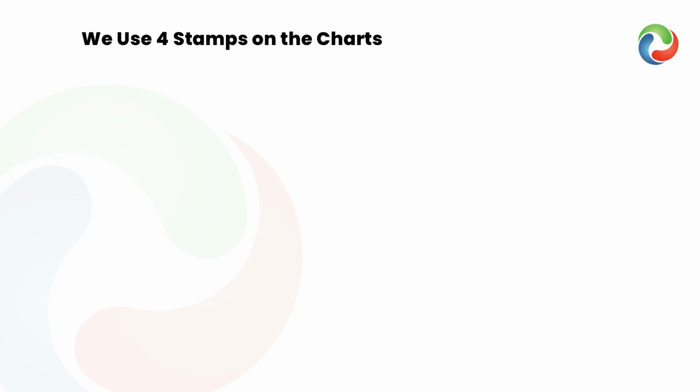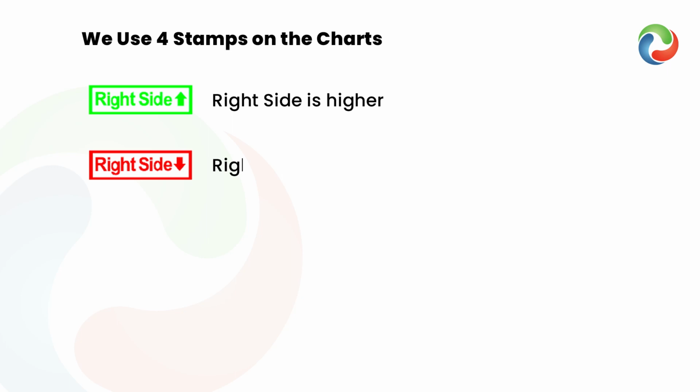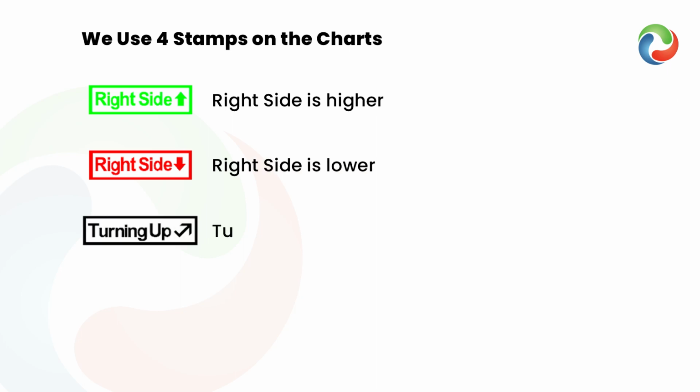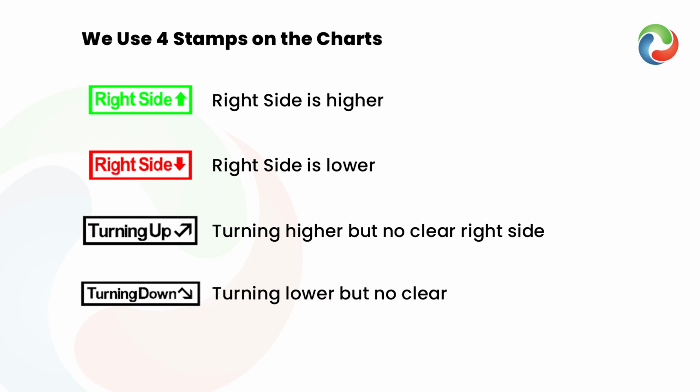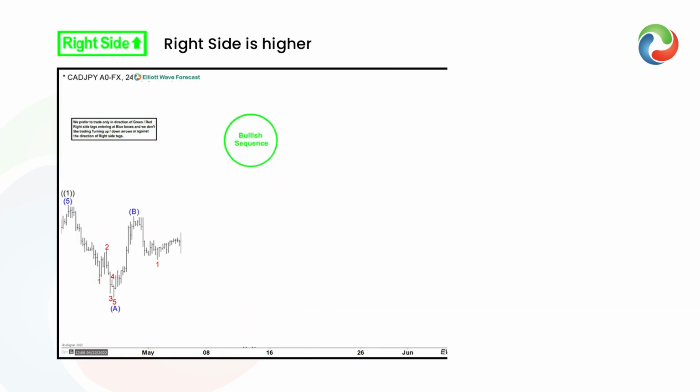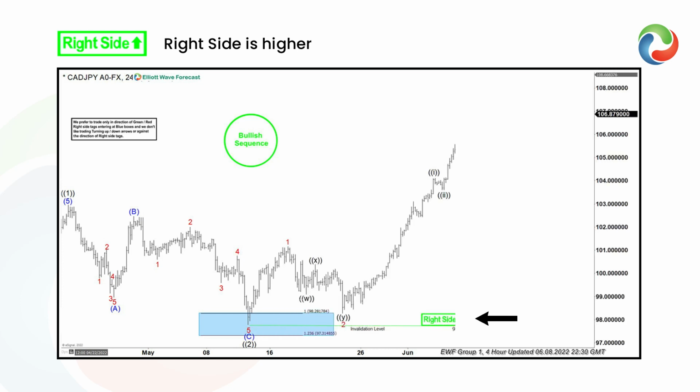There are 4 different stamps we use to present our findings on the chart so traders can follow them easily. Right side is higher. Right side is lower. Turning higher but no clear right side. And turning lower but no clear right side. Now, let's look at them in action. Here's the right side higher tag indicating that the right side is bullish.